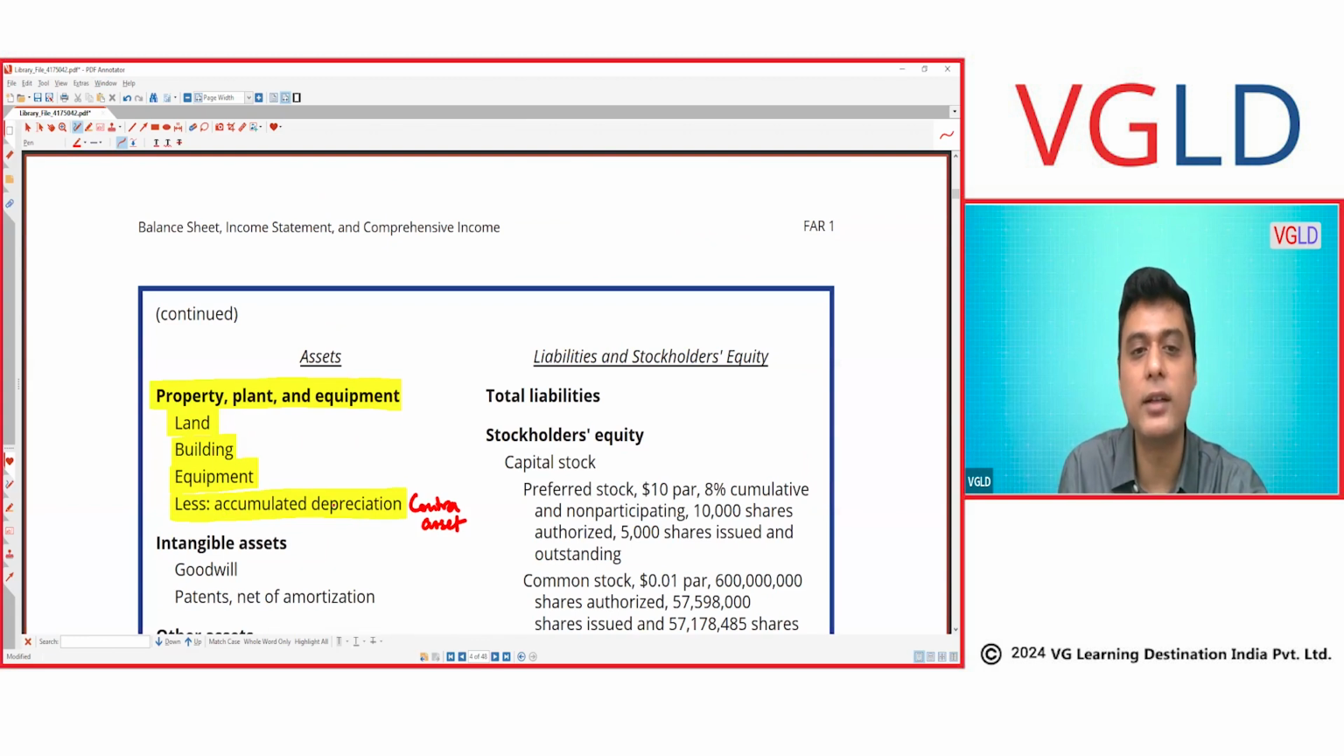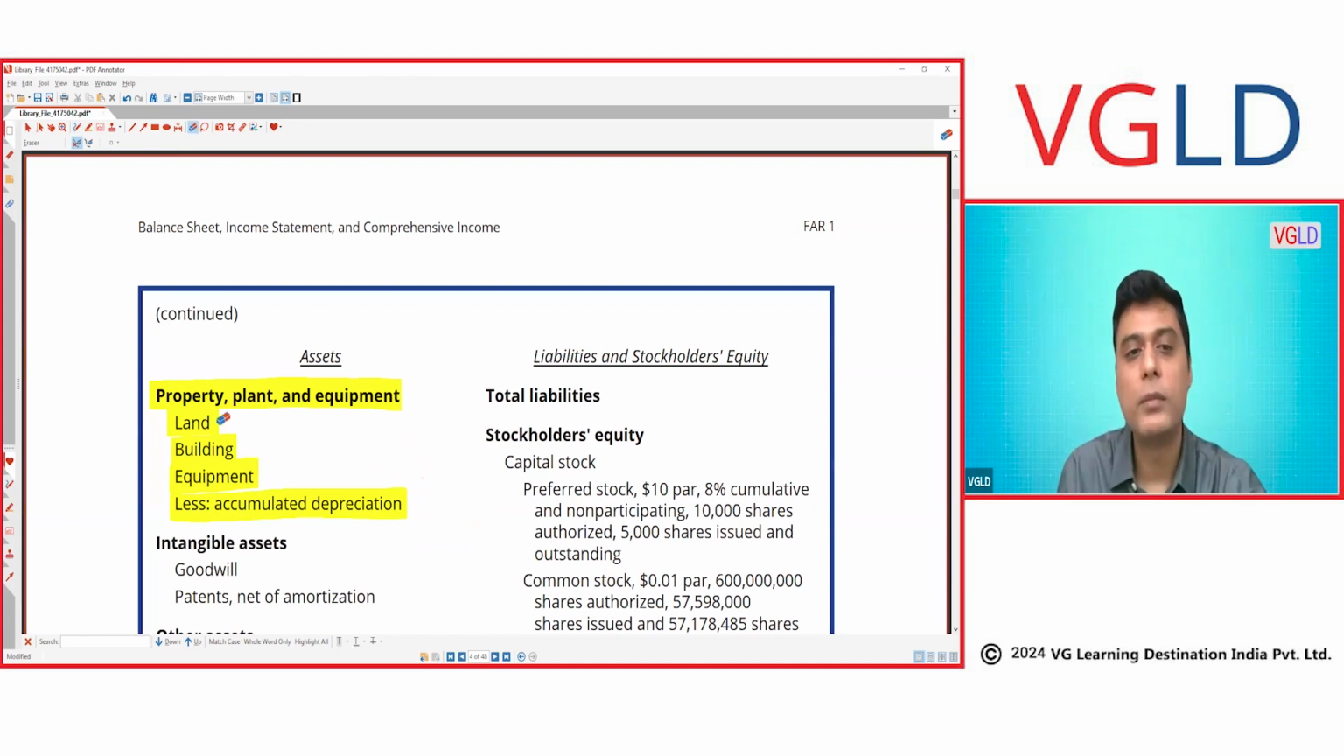So if the asset is 100 and accumulated depreciation is 40, then your net amount is 60, right? So this is actually reducing your balance from 100 to 60. You all are aware of that. So it is called a contra asset. Accumulated depreciation is a contra asset.